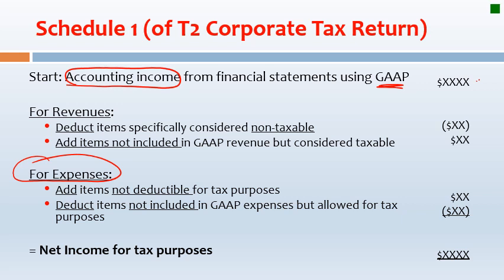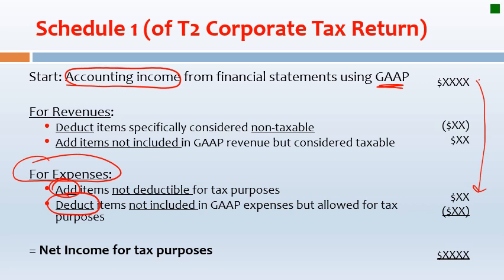So what we're going to do is we're going to have our running reconciliation going here, and then we'll be taking a look at expenses. Now, any expenses that were deducted for accounting purposes but are not deductible for tax purposes, we're going to add back. We are then going to deduct any items that are not deductible for accounting but are deductible for tax purposes. And I'll go through a list of a few of those as this video progresses.